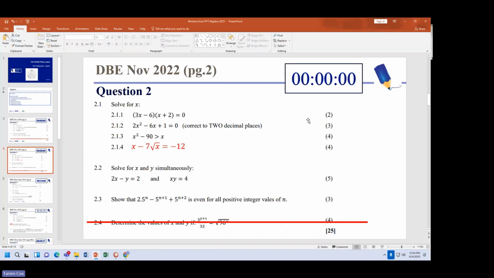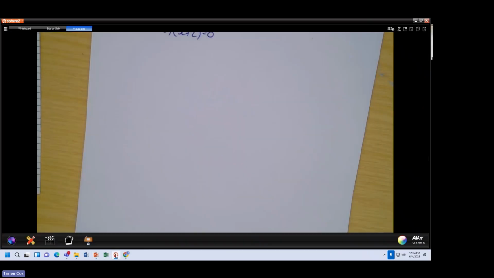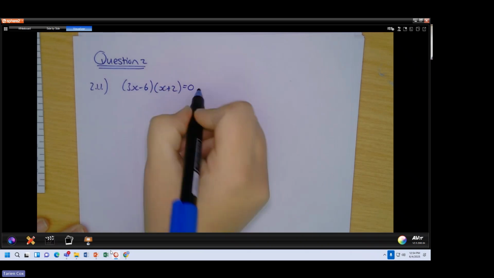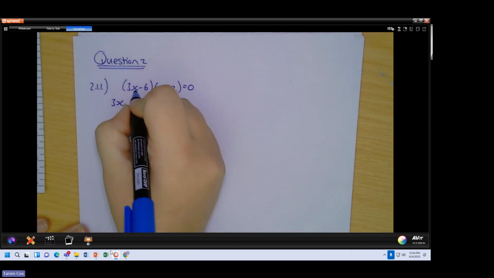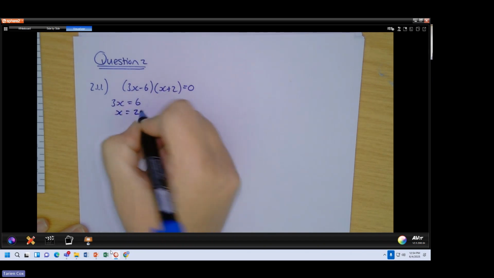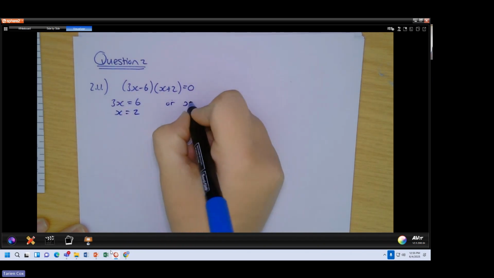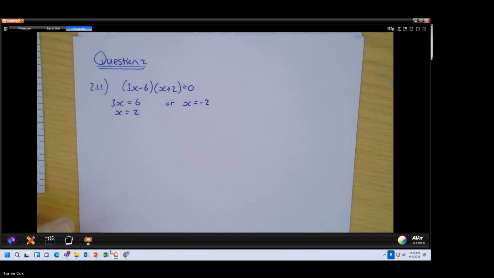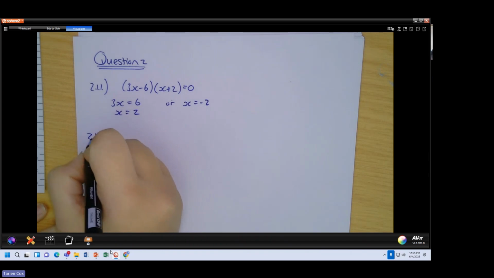All right, grade 12s. So we are going to mark our first question of question 2, 2.1.1. In this question, we didn't have to factorize. It was already factorized, so that's a straightforward one. We know we're going to take each factor, set it equal to 0. So that would be 3x, you take the 6 over, will be equal to 6, and x is equal to 2, or x will be equal to -2. You do not have to show me this step.